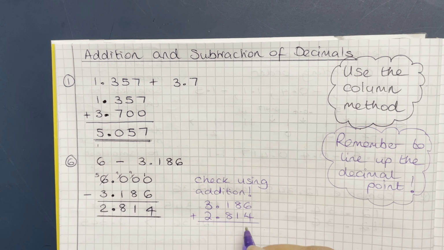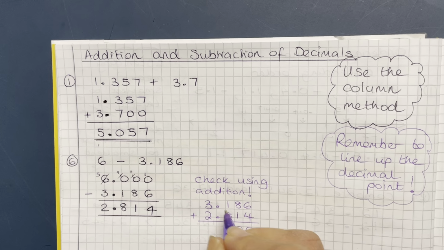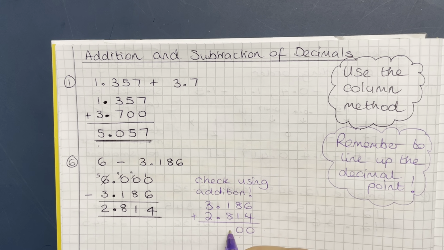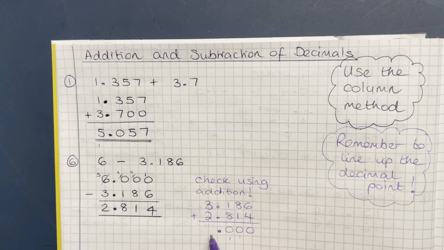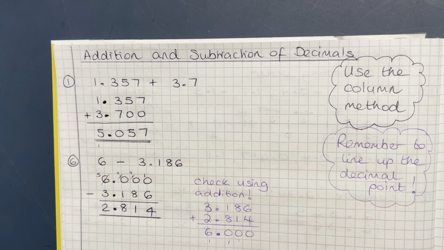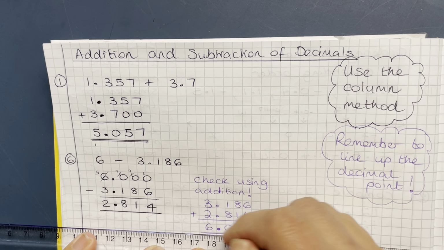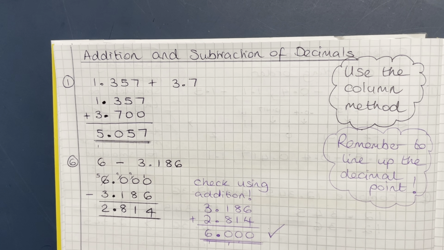Let's just double check. 6 plus 4 is 10. 9 plus 1 plus 1 is 10. 8 plus 1 plus 1. 1 plus 8 plus 1 is also 10. Carry my decimal point down. 3 plus 2 plus 1 gives me 6. You don't need me because you can see that you've got the correct answer.